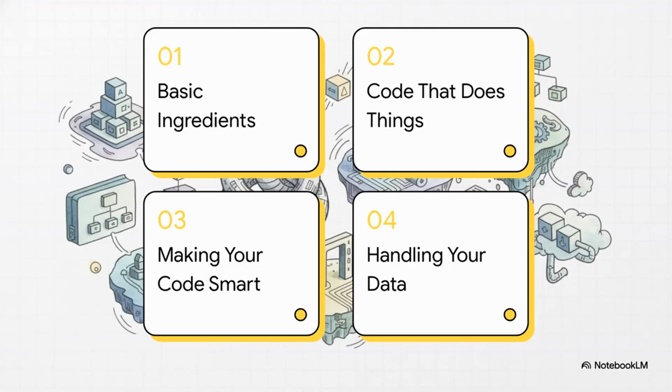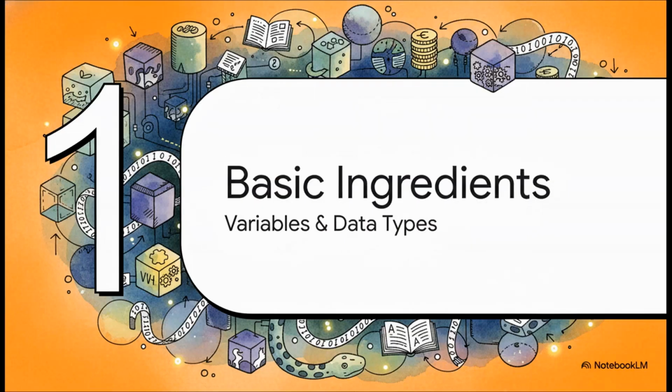First, we'll check out the basic ingredients of any program. Then we'll figure out how to make our code actually do something. After that, we're going to give our code a brain so it can make decisions. And finally, we'll see how to manage big batches of data without losing our minds. Let's get into it. All right, part 1, the basic ingredients.